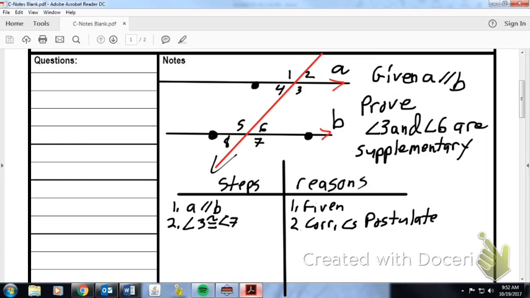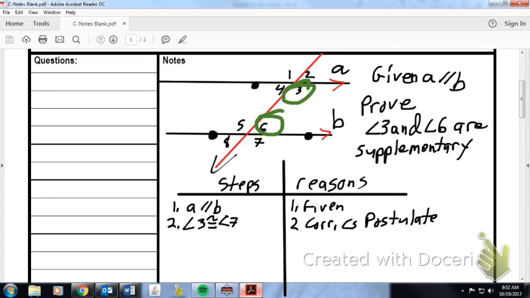So I want you guys to take about the next 5-10 minutes, and I don't know exactly where we're going to be at time-wise in class right now, and try and fill out the rest of this proof. I want to be able to prove that 3 and 6 are supplementary. That means they add up to 180 degrees. Go. So go ahead, hit pause, come back when you're ready.